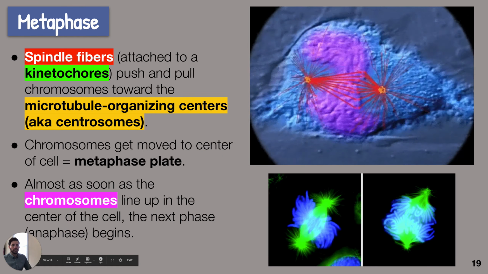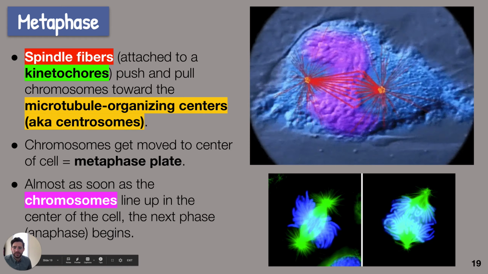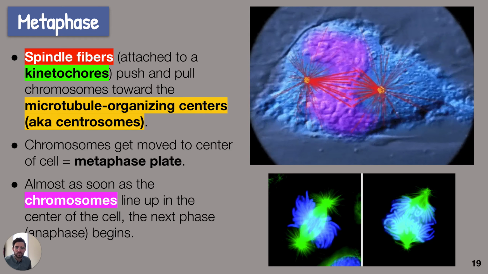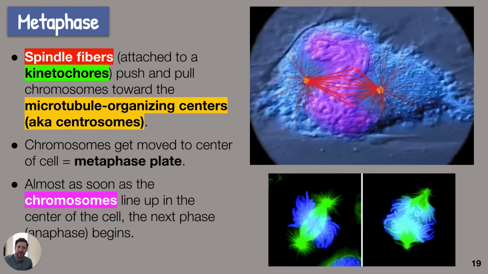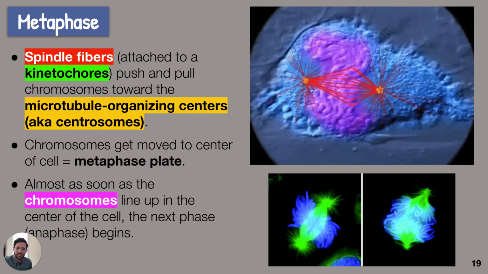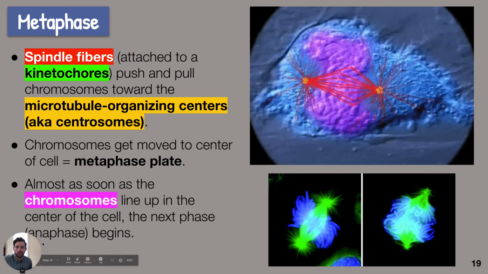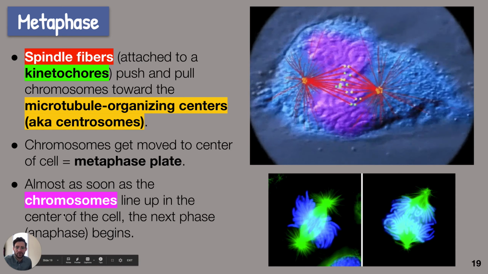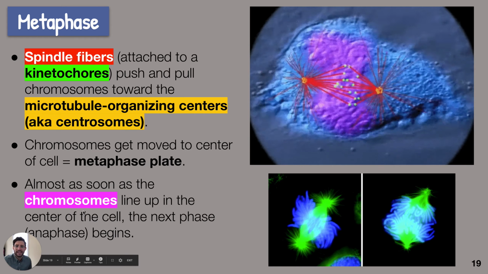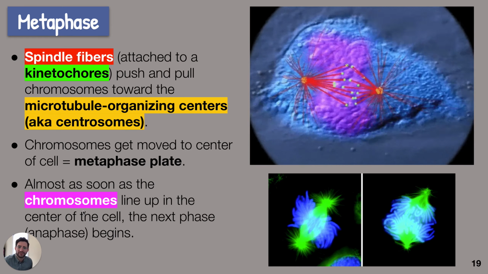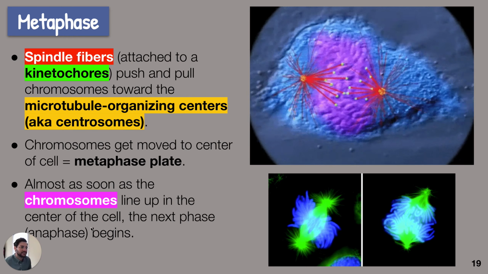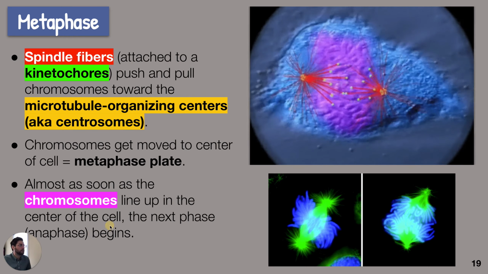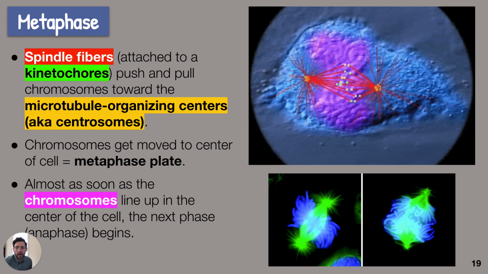Okay, so during metaphase, once those spindle fibers have been attached to a kinetochore, they're going to pull the chromosomes towards the microtubule organizing center. But as soon as the chromosomes begin moving to one pole, the spindle fiber attached to the kinetochore on the other sister chromatid is pulling the chromosome toward the microtubule center at the opposite pole. And so it essentially sets us up for a tug of war where the chromosomes are being pulled in opposite directions.